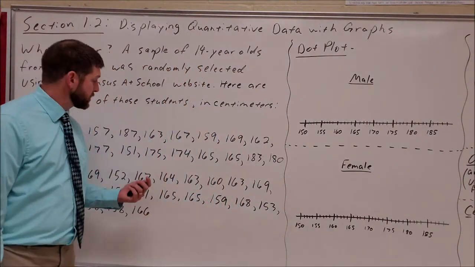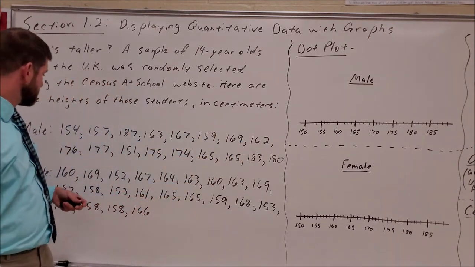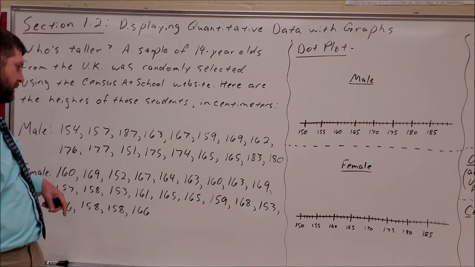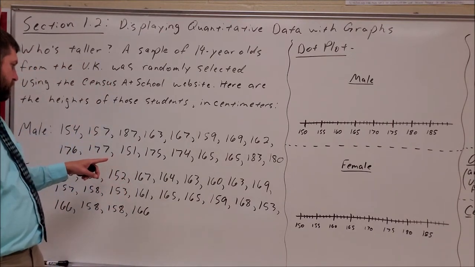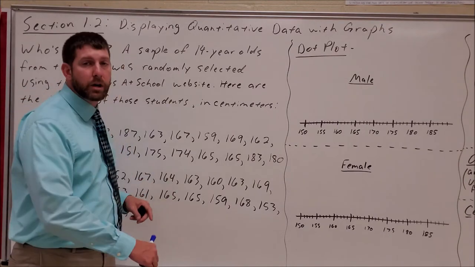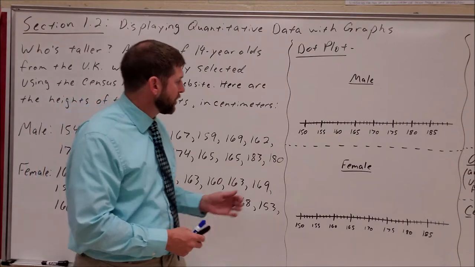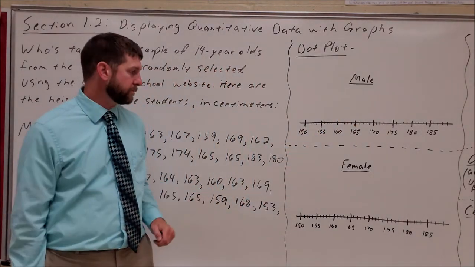The way it works is I take a number line going from my smallest value to my largest value. My smallest male looks like it's 151 centimeters. My tallest male looks like he's 187 centimeters. So I want to cover 151 to 187. I just went from about 150 to 190, so that should cover the whole thing.